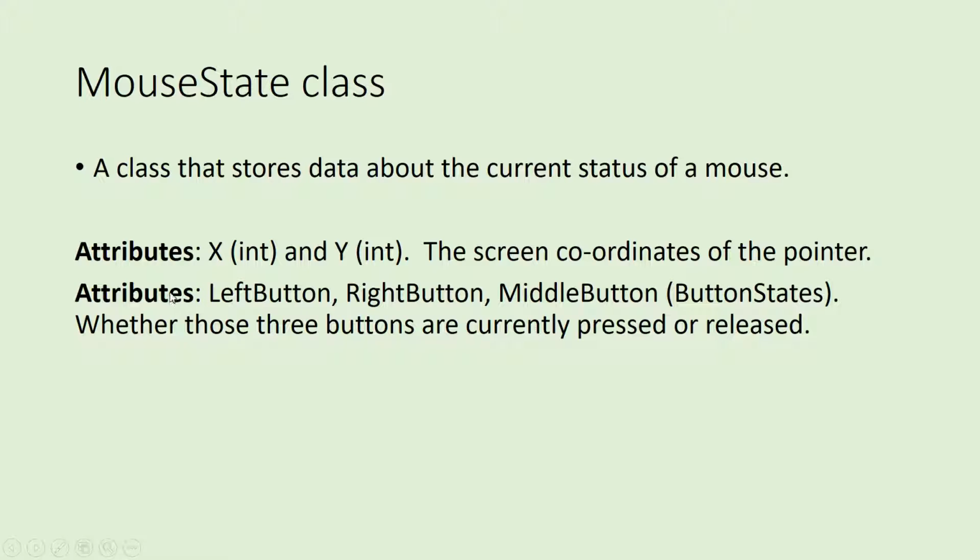The mouse state also has a left button, right button, and middle button. These are button states, just telling you whether those buttons are pressed. So you can react to them the same way as keyboard or gamepad buttons.